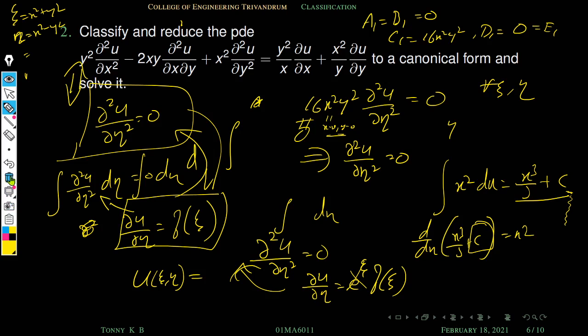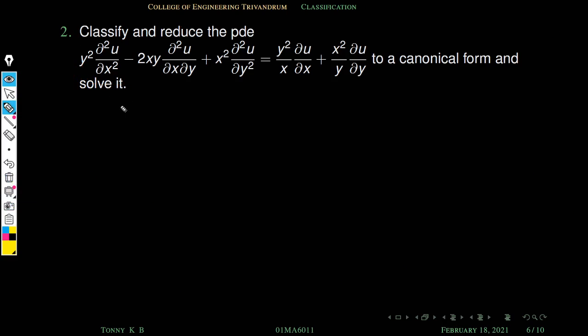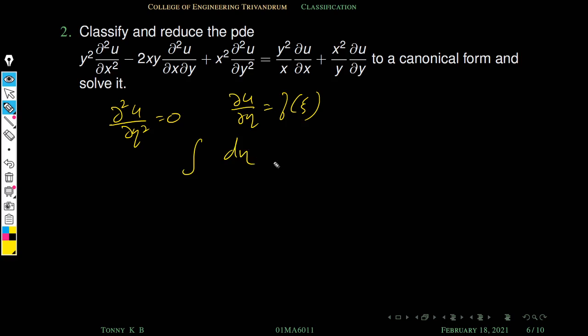Let me quickly solve it and show. Our canonical form is dou square u by dou eta square equal to 0. Integrating with respect to eta, this becomes dou u by dou eta equal to a function of psi. If you differentiate this expression, we will get the same answer. Again we integrate with respect to eta. Then LHS becomes u. What about the RHS? What is the integration of f of psi with respect to eta?